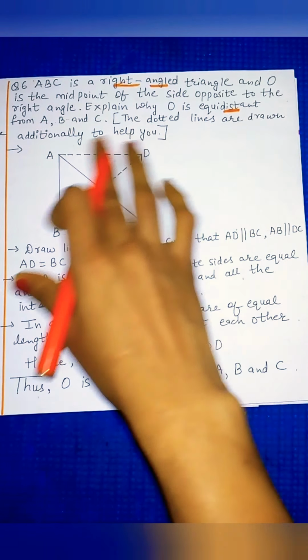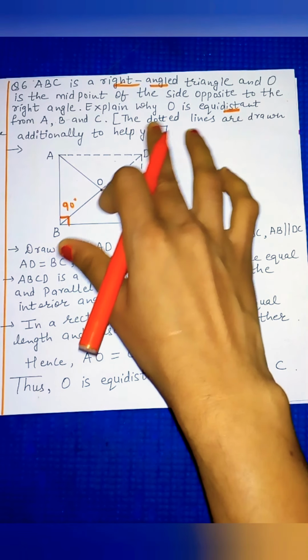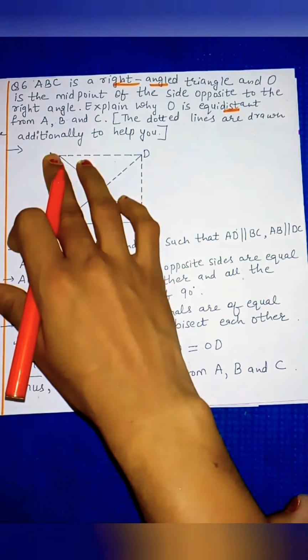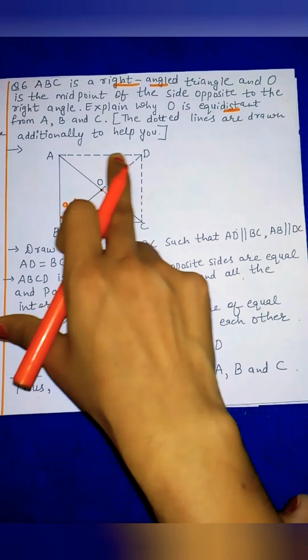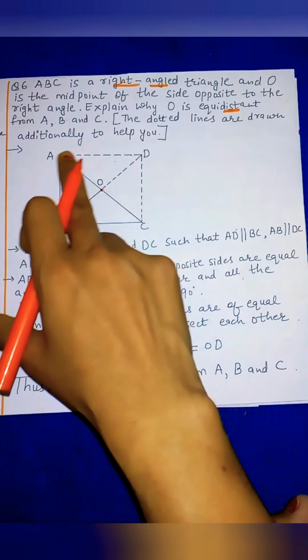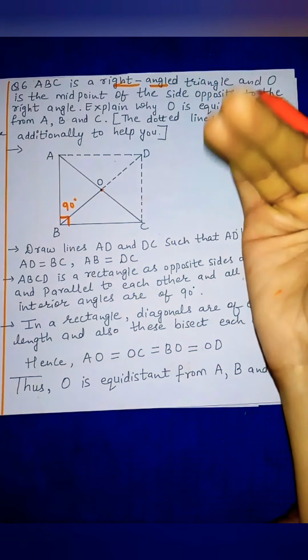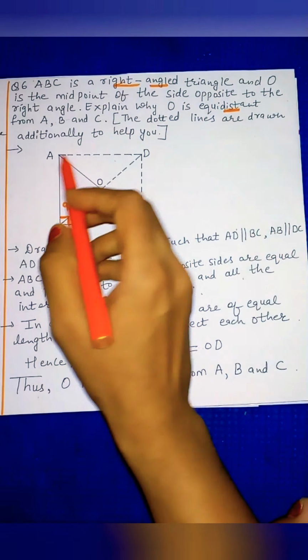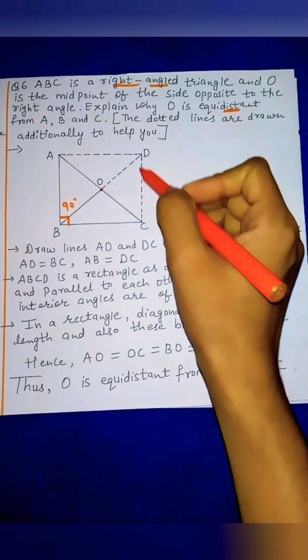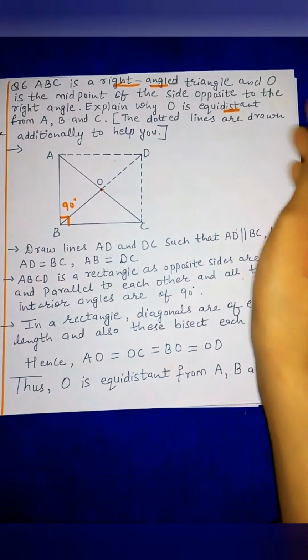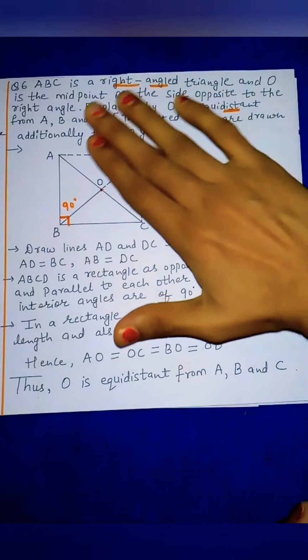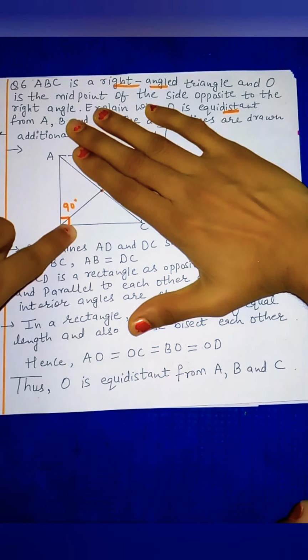Now again it is given in the bracket that the dotted lines are drawn additionally to help you out. They are talking about this triangle. These dotted lines are given additionally so that we can easily prove it. They have extended this line and also this line. Otherwise, only this much part is given to us as the triangle.